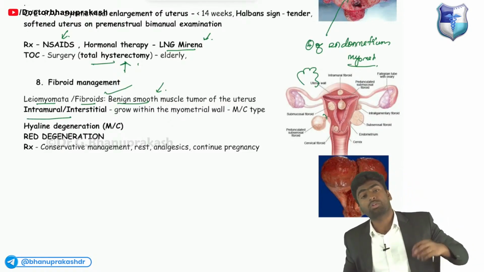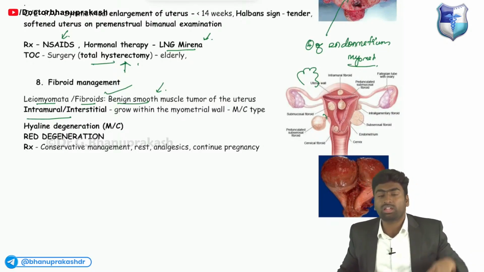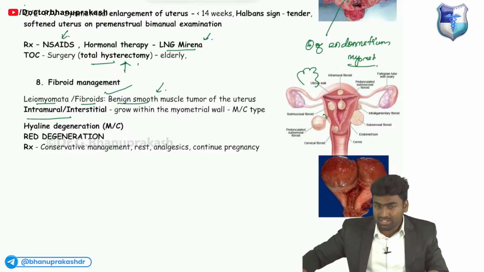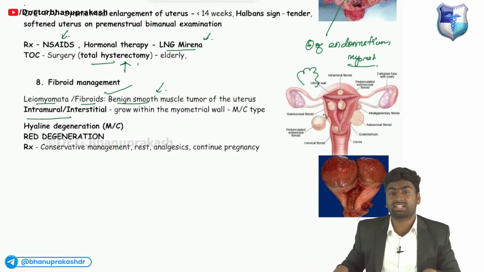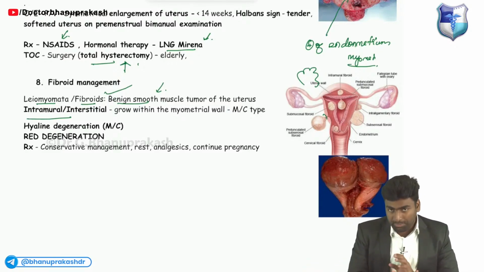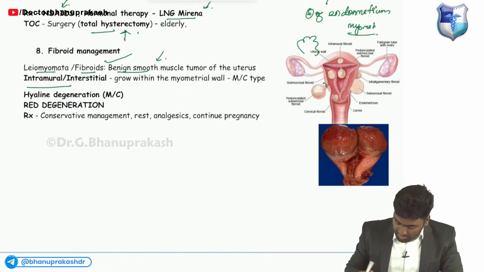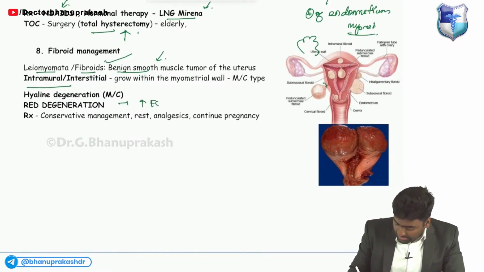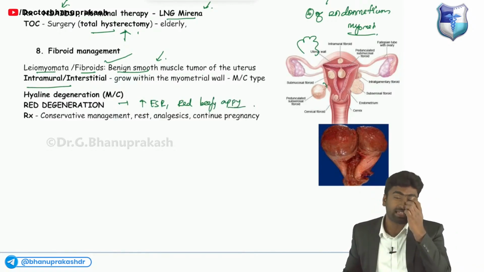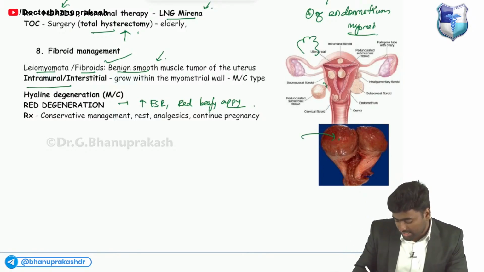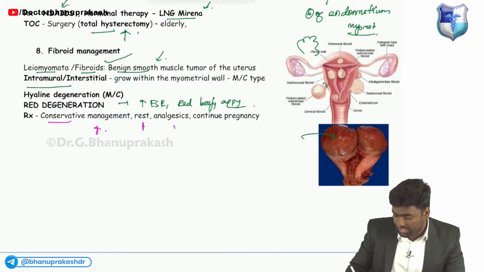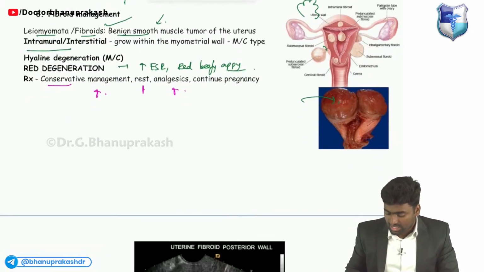This fibroid can undergo degenerations. The degenerations may include hyaline degeneration and red degeneration, which is seen in pregnancy. Hyaline means just hyalinization, whereas in red degeneration it will become a red beefy appearance, and there will be an increase in ESR. All of them will be seen during the second trimester of pregnancy. It is known as red degeneration, and the main management, इसमें क्या करेंगे हम? Conservative management करेंगे, and we will give rest and analgesics. Okay, so this is a case about red degeneration.